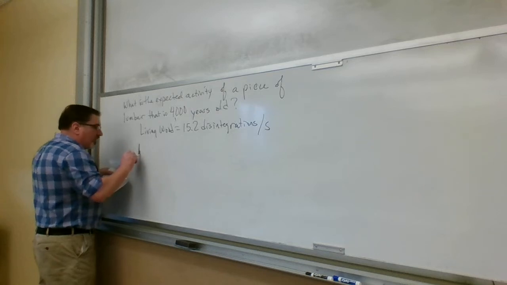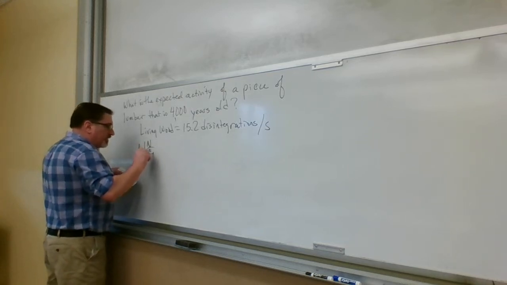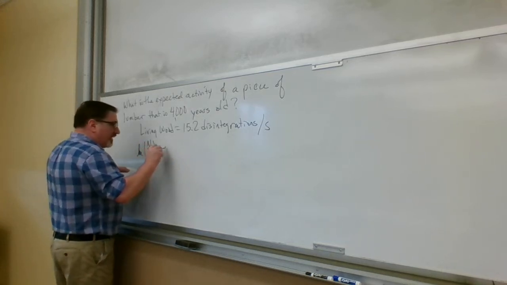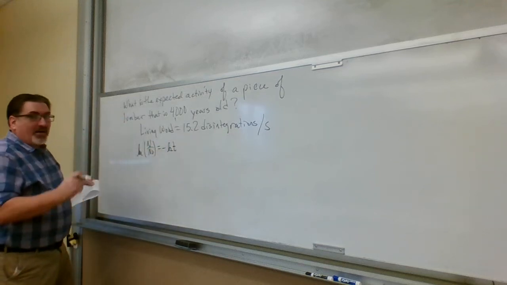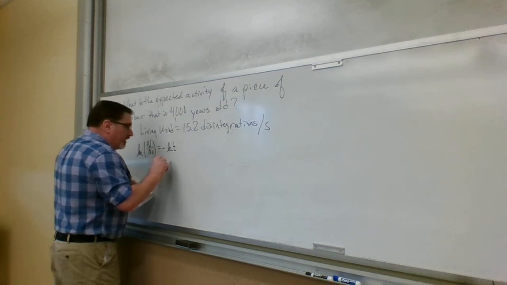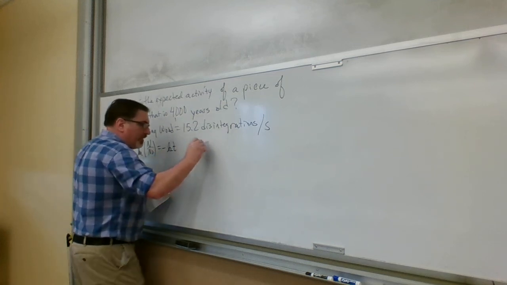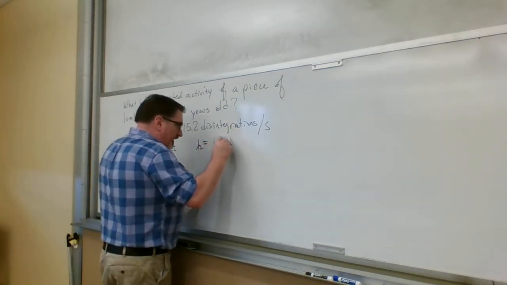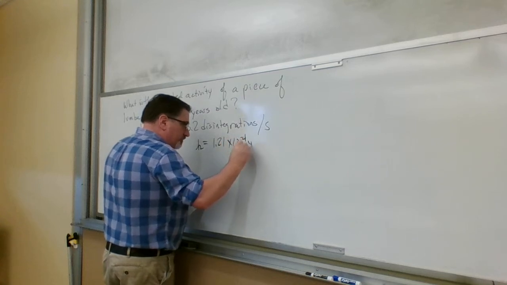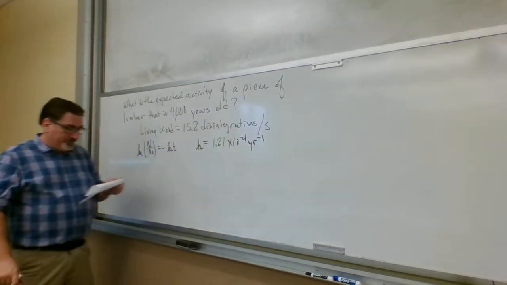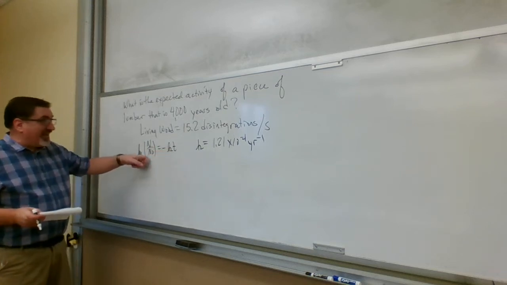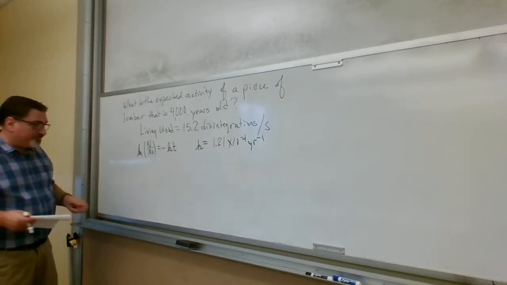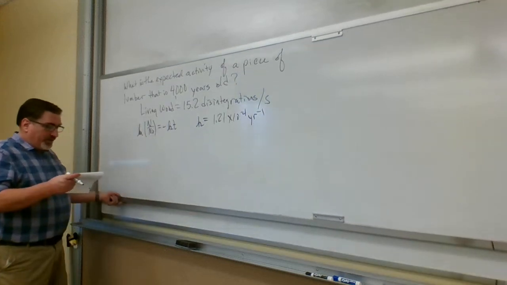So the natural log of n over n0 equals minus kt. And we already figured out in the last problem that k is equal to 1.21 times 10 to the minus 4th per year. We know that t is 4,000 years. We know that n0 is 15.2. So we're solving for n.